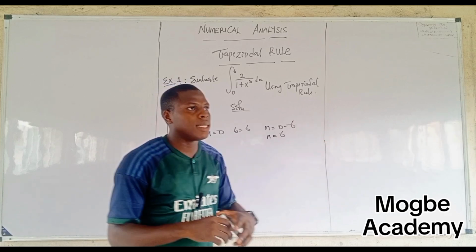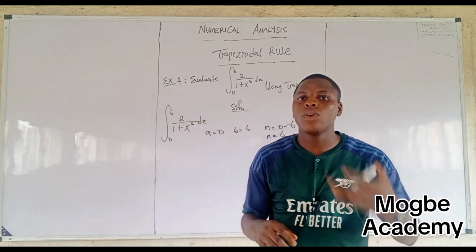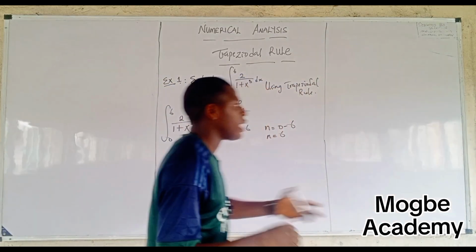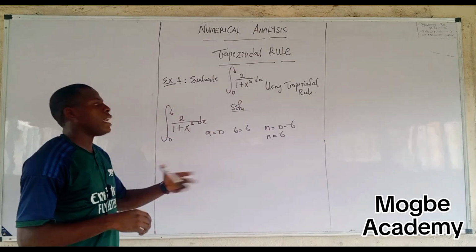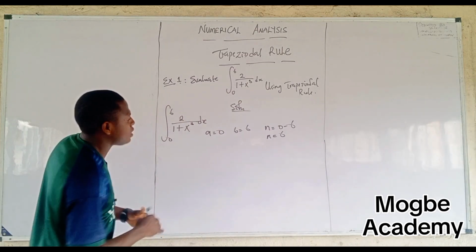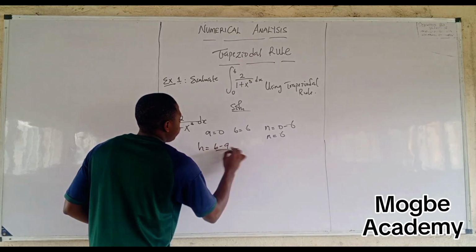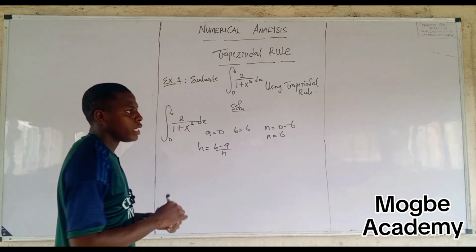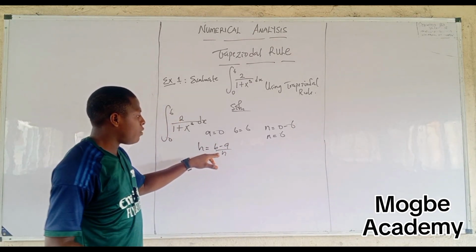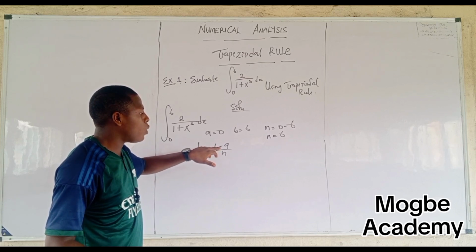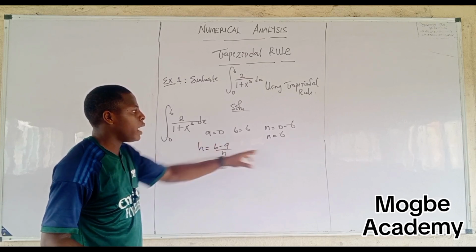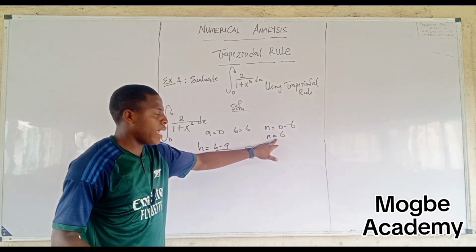Now, you've gotten 3 parameters. The next parameter that should come to your mind is, what is now the height? Now, I told you that the height is simply h is equal to b minus a over n. Now, we already know what is b, we already know what a is, and we already know what n is.